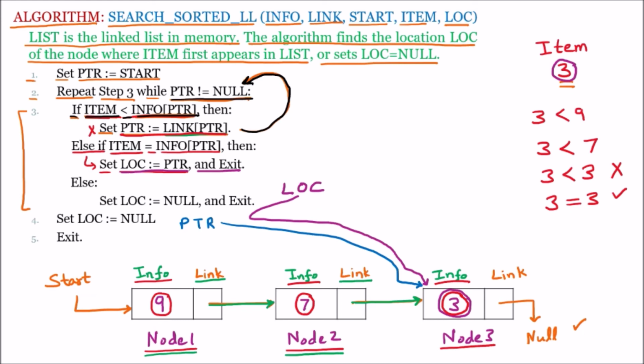Now assume that this is not working. Let us suppose that we want to search for element 2. In that case PTR will be going to the next node, and that is null. So in the else part we are saying set location is equal to null and exit. That means if we are not finding it, then we will say null. So location will be null and exit. Or otherwise, if this whole algorithm fails and just exits, again we will say location is equal to null. So these are the two cases.